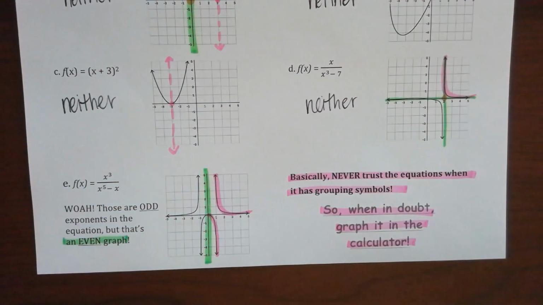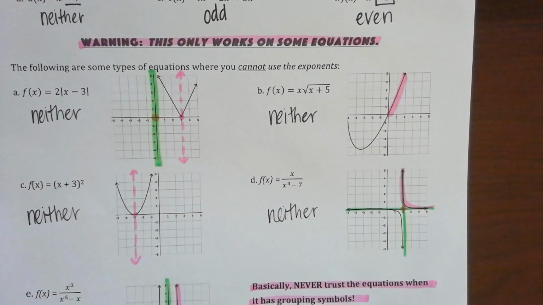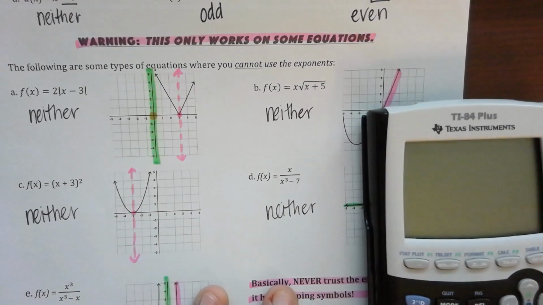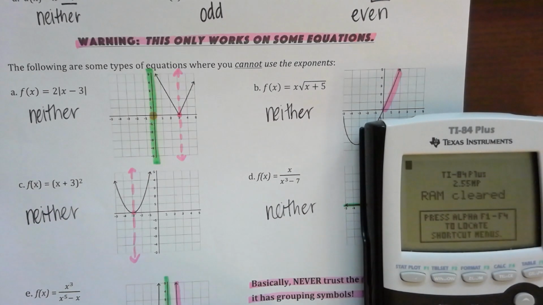I'm going to show you how to type in each one of these. So have your calculator ready to go. Go on and clear it out. Second plus 7, 1, 2. If you didn't hear all that, it's right here, up here. I've had it up here since maybe the first week of school. It should say RAM cleared if you did it correctly.